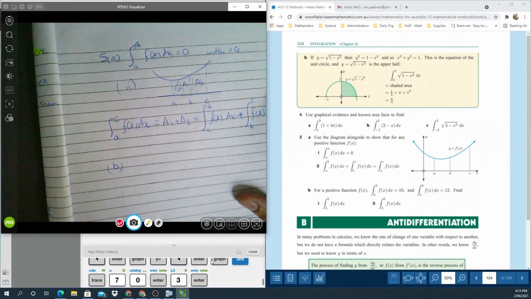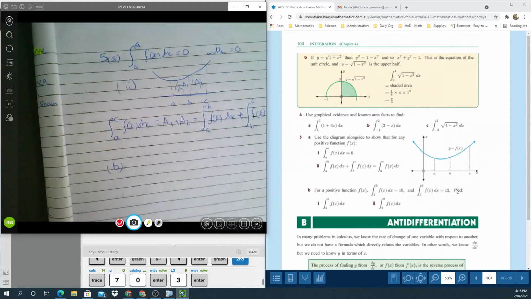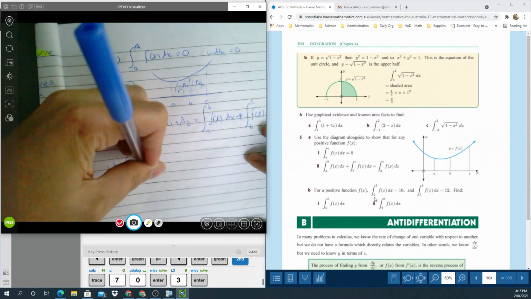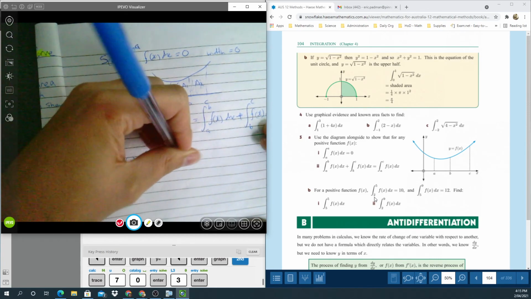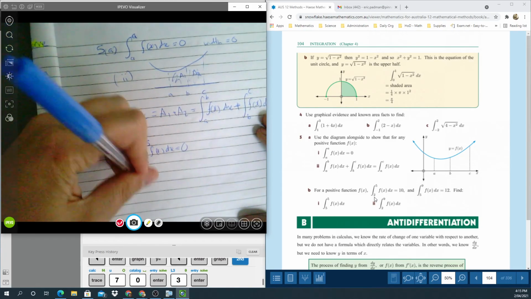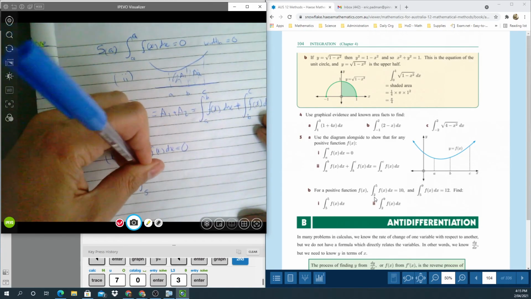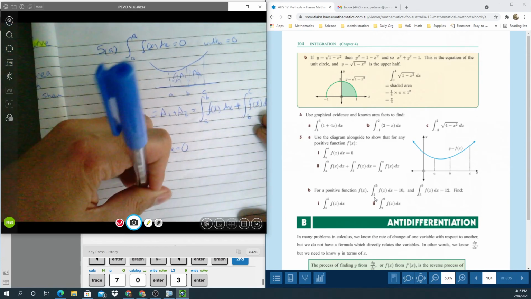And then you can apply that for part B. For a positive function f of x, from 2 to 5, the integral of f of x equals 10, and from 5 to 9 is 12. You're not given a graph, but you know it's positive, which means it doesn't go below the x-axis. That's important for reasons we'll go into another time. The first one is pretty obvious. We go from 5 to 5 of f of x. We don't even need that information. That equals 0 because you haven't gone anywhere.